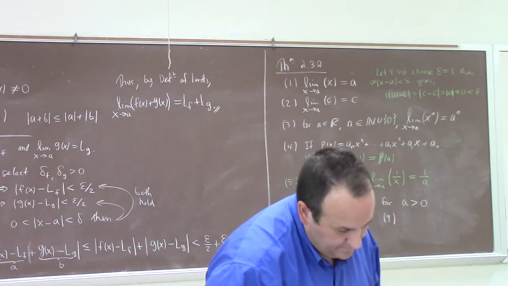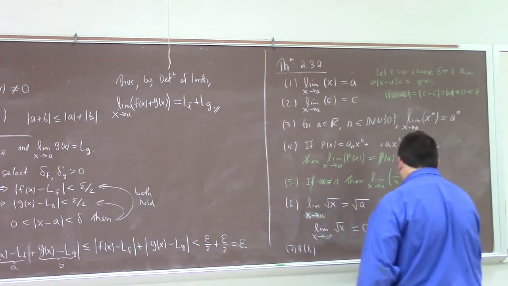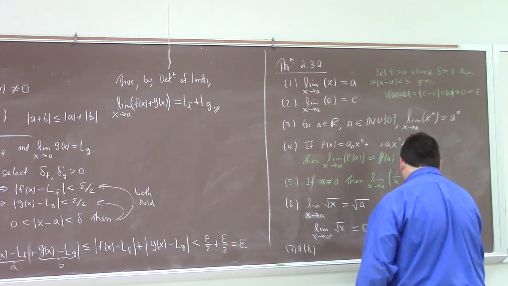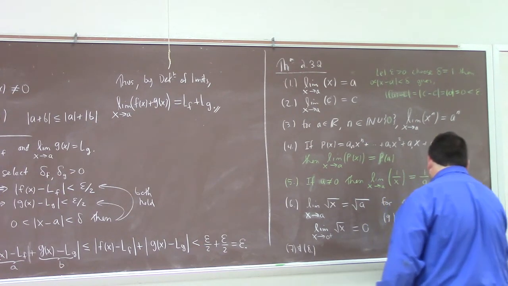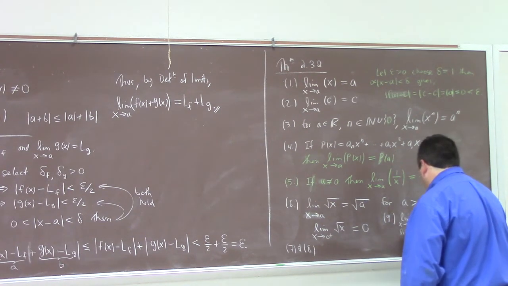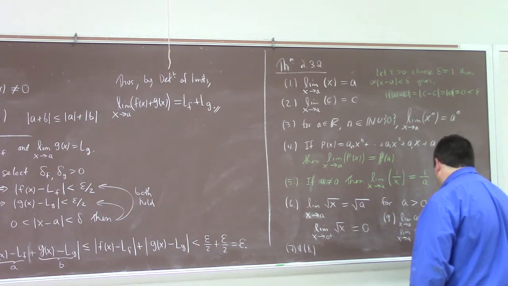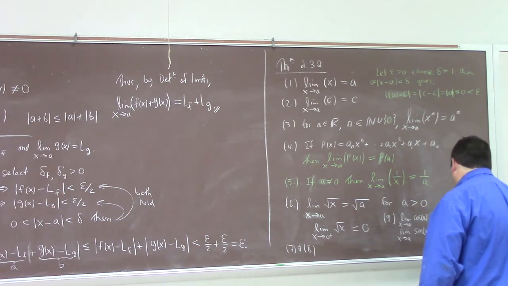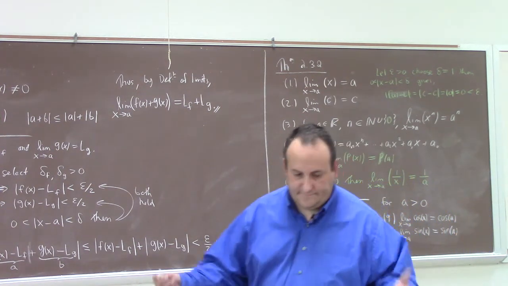9 says that the limit of sine and cosine: the limit of cosine of x as x approaches a is just cosine of a. And likewise, the limit as x goes to a of sine of x is equal to the sine of a.